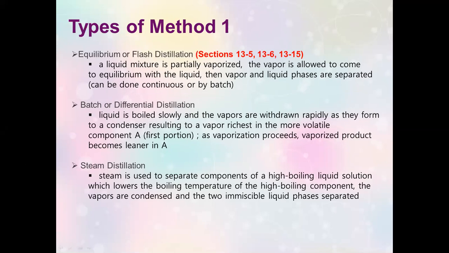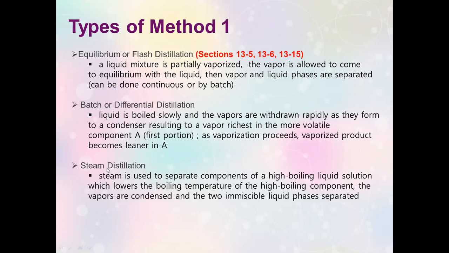In the case of batch or differential distillation, the liquid is boiled slowly and the vapors are withdrawn rapidly as they form to a condenser, resulting in a vapor rich in the more volatile component, which we refer to as the first portion. As vaporization proceeds, the vaporized product becomes leaner in A. This means that as we allow vaporization to continue, there is less and less A being recovered in your vapor, or the distillate, the condensed vapor.